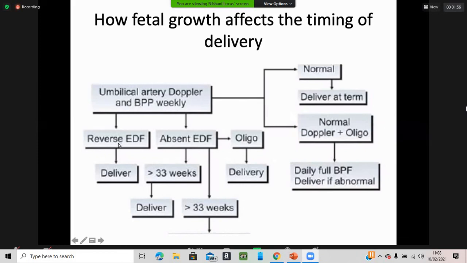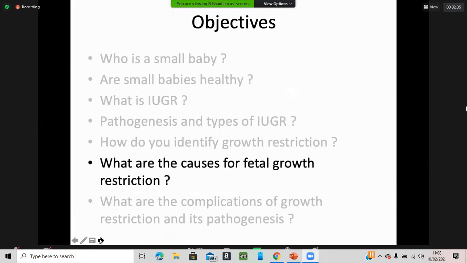If the Doppler shows reversed end diastolic flow, that means there is reduced blood flow to the brain, so the baby should be delivered immediately. If there is absent end diastolic flow and there is oligohydramnios, the baby should be delivered soon or immediately. And if there is absent end diastolic flow and the baby is more than 33 weeks, again the baby should be delivered as soon as possible. If the baby is less than 33 weeks, that's all there is in that.